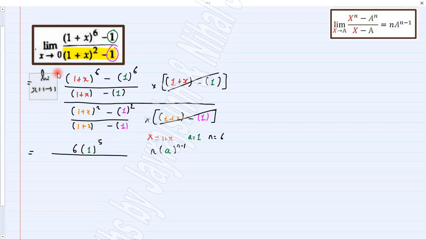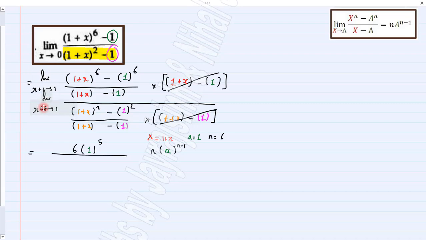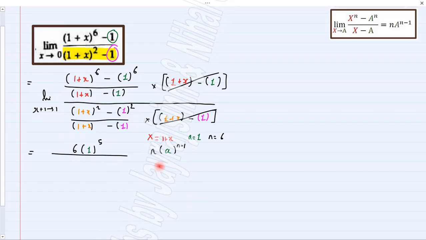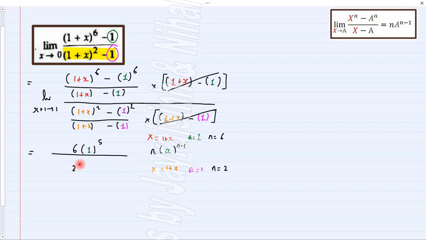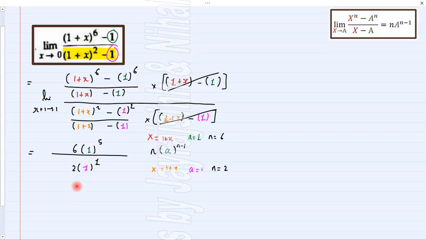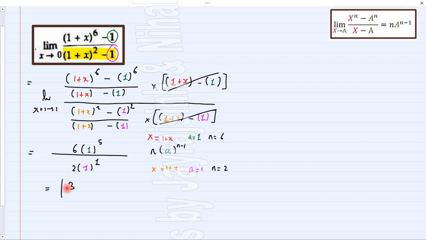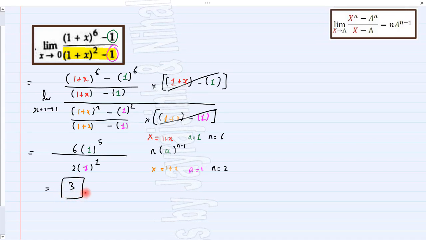Similarly, in the denominator, we can apply the same limit. But in the denominator, you have X equal to 1 plus x, and A equal to 1, and your n is 2. So you will get 2 into 1 raised to 2 minus 1, or we can say 2. So finally, you will get 6 by 2, or we can say 3 as your final answer. Ta-da!